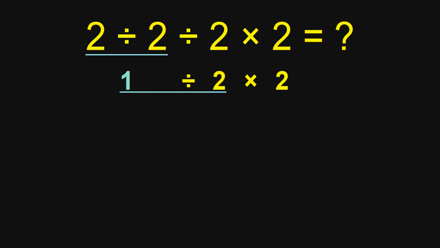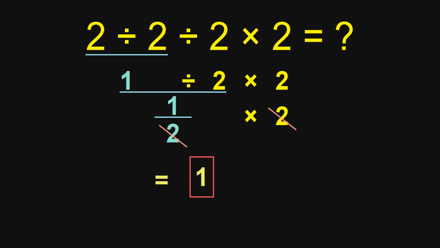1 divided by 2, which can be written as 1 over 2 times 2. Now we can easily cancel this 2 and this 2, which equals 1. So our final answer for this problem is just 1.